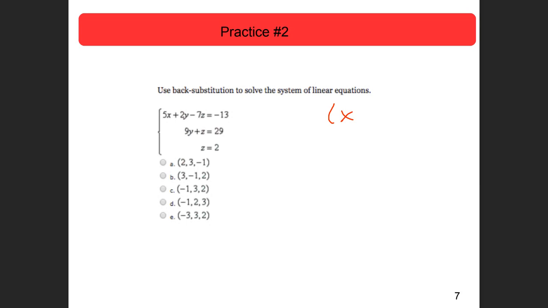So if I'm doing my x, y, and z, I know z is 2, so I can put that in there. Now, if I plug z in here, I know z is 2, so I'm just going to plug it in here. That leaves me with 9y plus 2 is equal to 29. Subtract off the 2, so 9y is equal to 27. y is equal to 3.